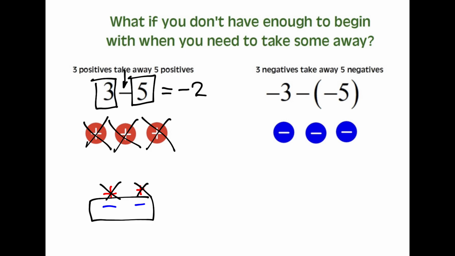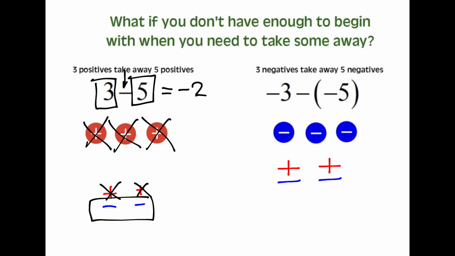Trust me, we were going to do more. So next, start with 3 negatives. 1, 2, 3. We're going to take away 5 negatives, but I only have 3. So now I have 4 and 5. You're just adding as many 0 pairs as you need. 1 plus 1 minus doesn't change this.